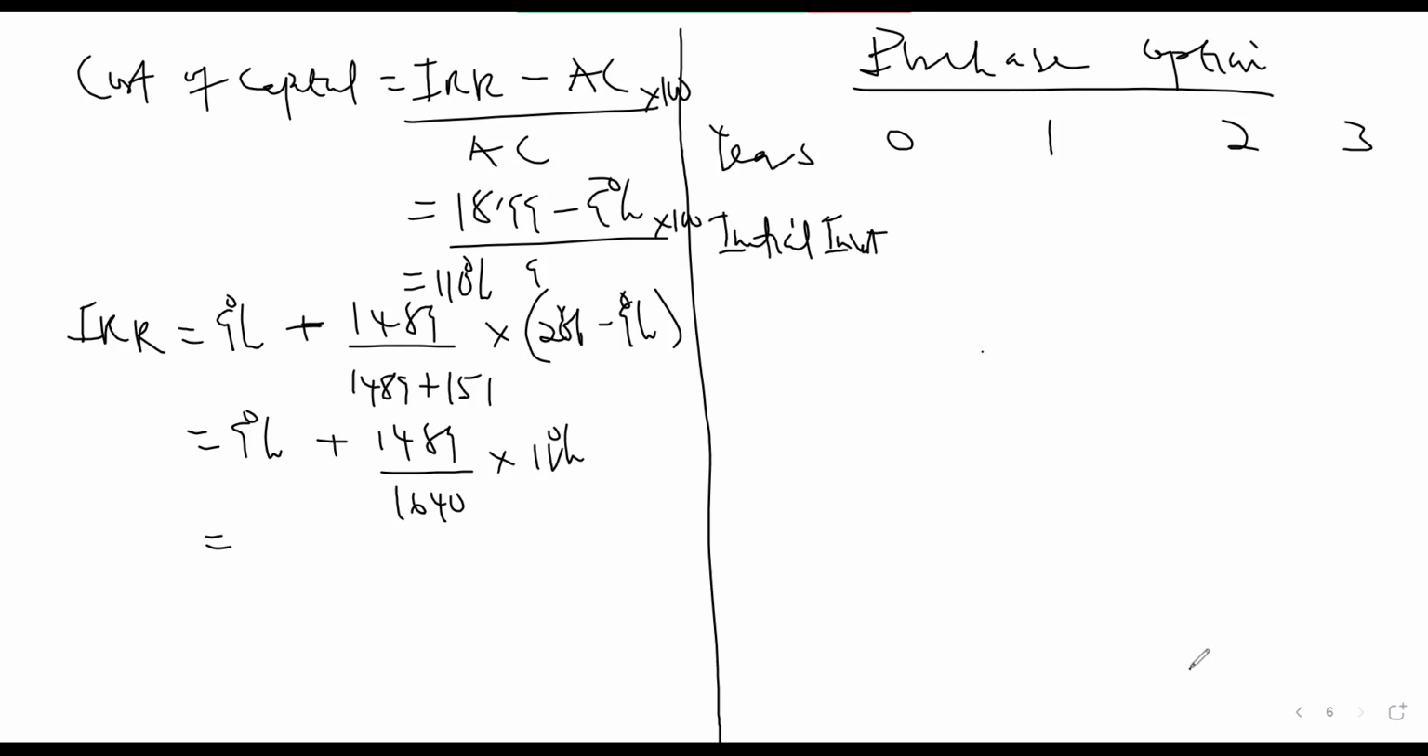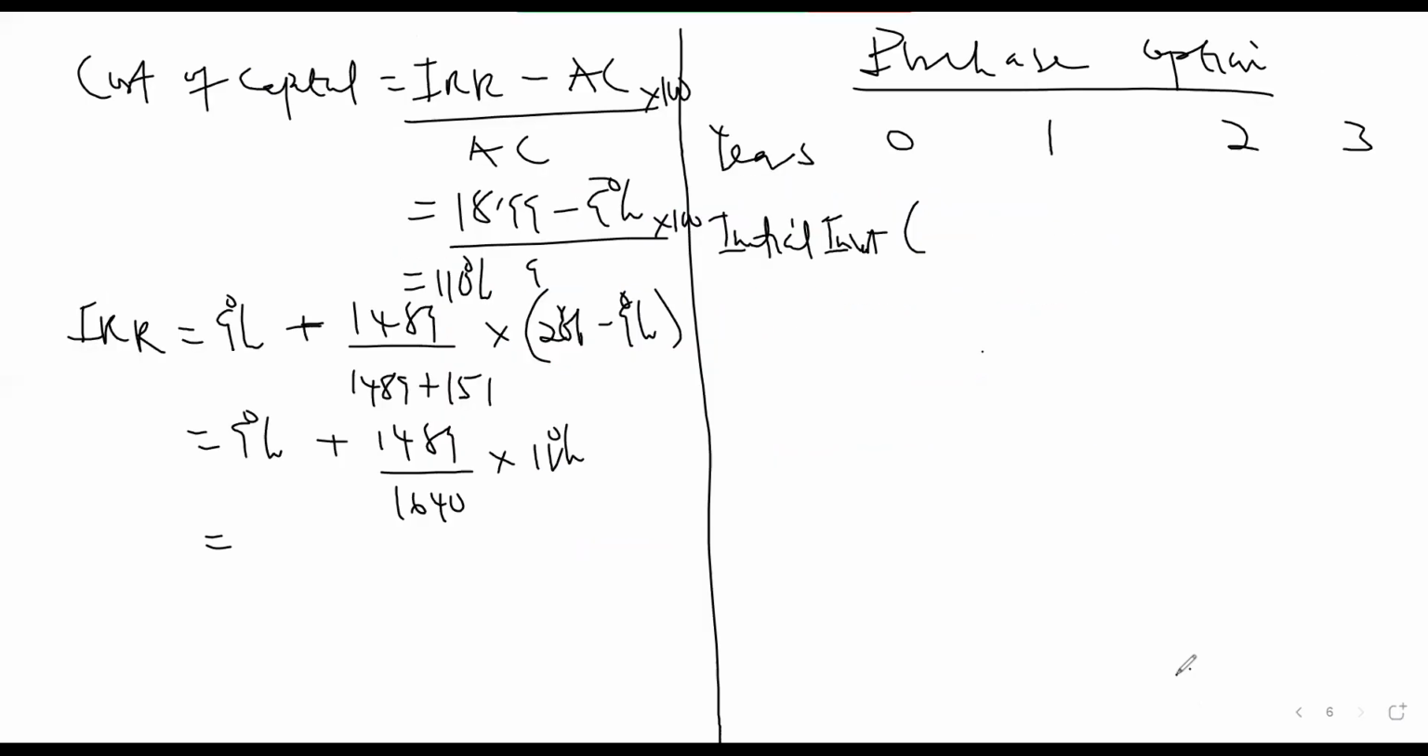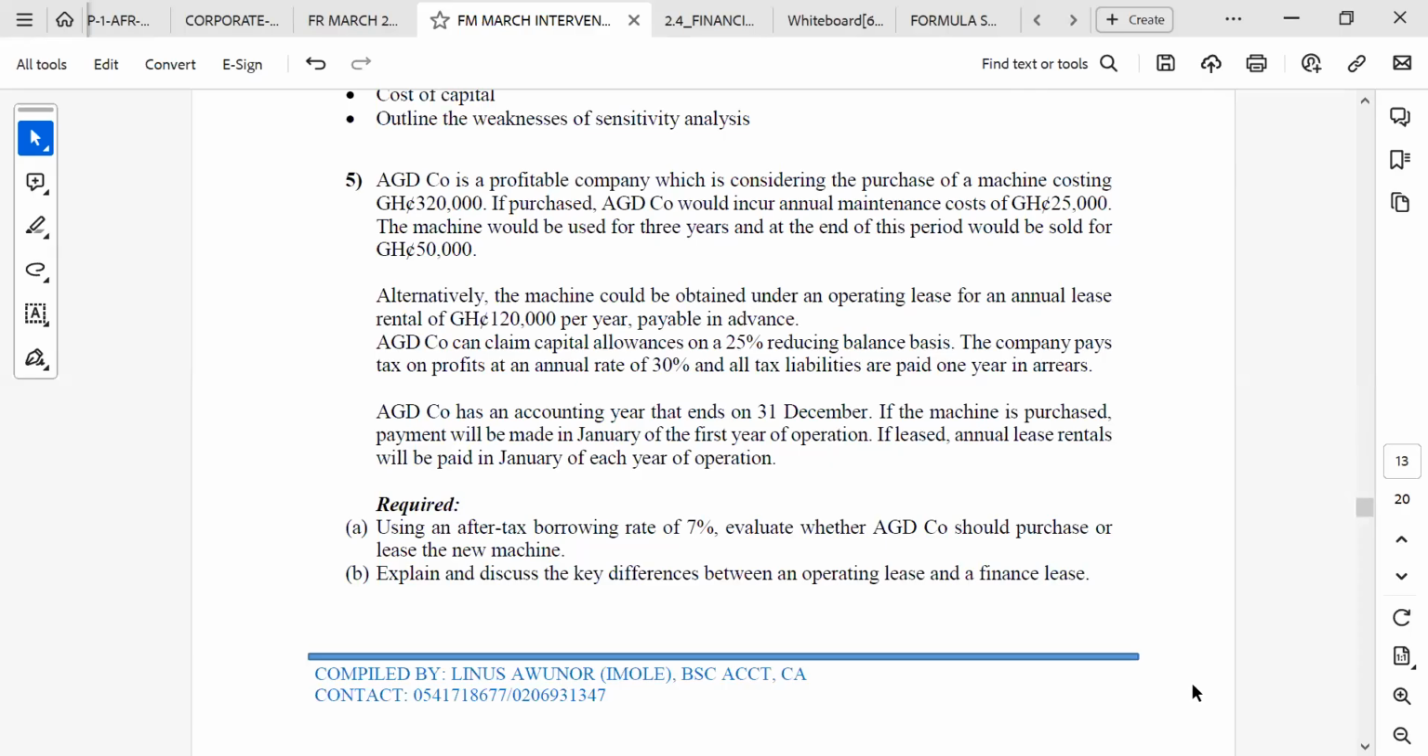So let's count. How much is the company buying the assets? 320,000. So that will be an outflow. Then we have dash, dash, dash. What is another cost that they will be incurring? Maintenance cost. So maintenance cost will be incurred at the end of the first year.